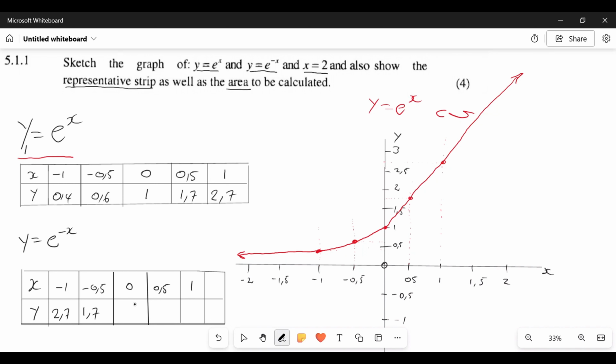When x is 0 or negative 0, our answer here is going to be 1. And then when our x is positive 0.5, this is going to give us 0.6. And when our x is 1, it's going to give us 0.4. There we go, guys. So these are the coordinates for this graph here. So we're going to indicate this graph using the green color to show that it's a different graph. So let's plot the graph.